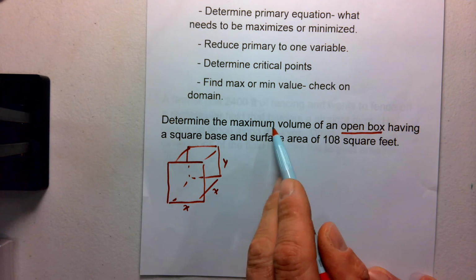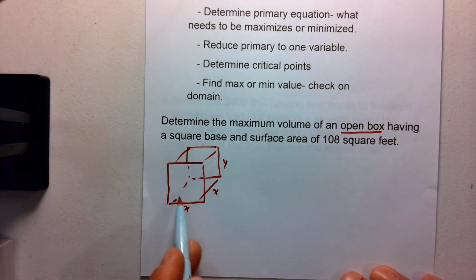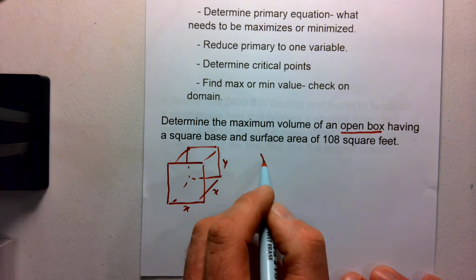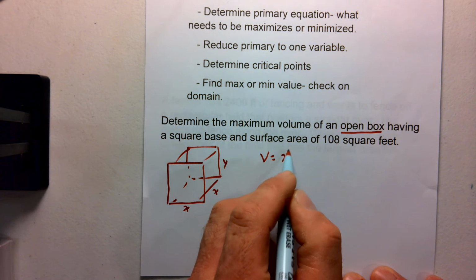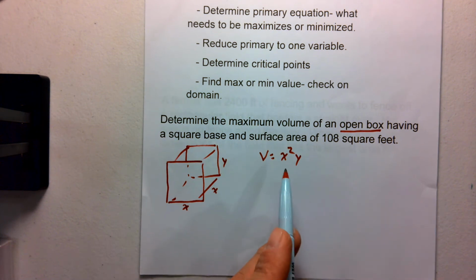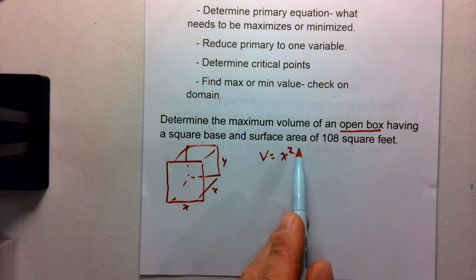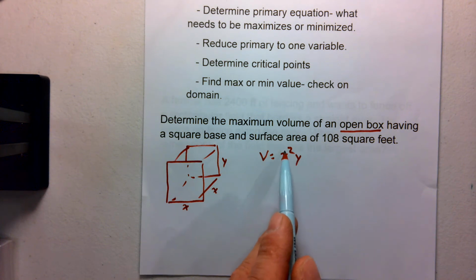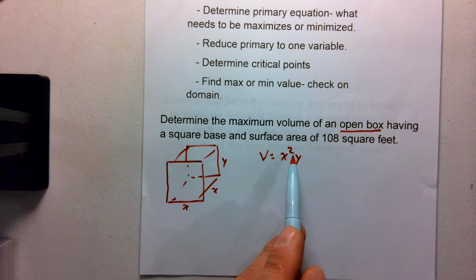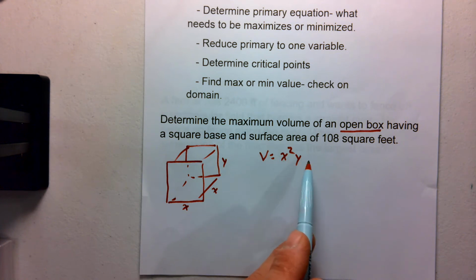I'm looking to figure out the maximum volume, so I want to be able to find the volume of this figure. And we know the volume of a rectangular prism is going to be the length times the width times the height. In this case, we have x squared y. Notice I have my volume in a two-variable equation at this point in time. I want to be able to get this down to one variable, so I want another relationship between x and y.